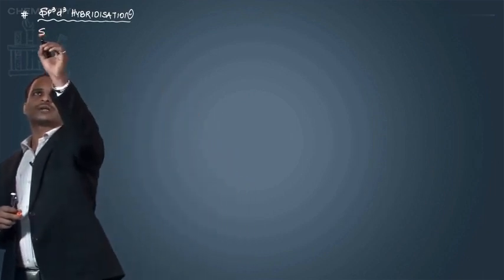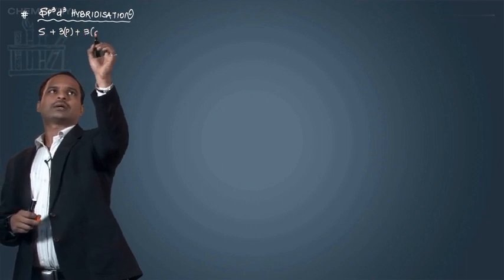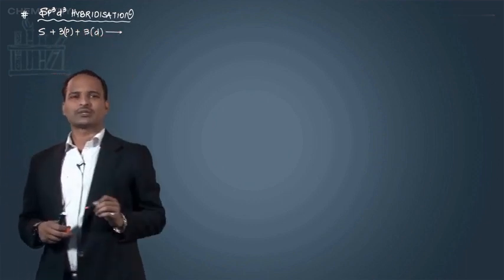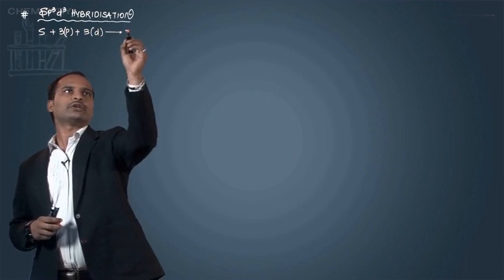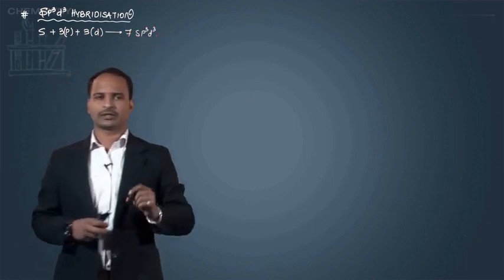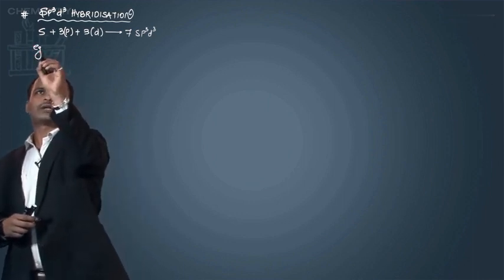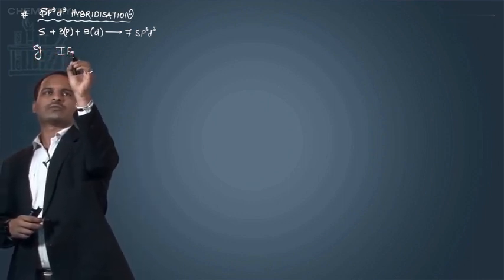Next we are having sp3d3 hybridization. sp3d3 hybridization means where 1s orbital, 3p orbitals and 3d orbitals undergo mixing and recasting and produce a total of 7 new orbitals, and each orbital is called an sp3d3 hybrid orbital. The example for this sp3d3 hybridization is the formation of the IF7 molecule.